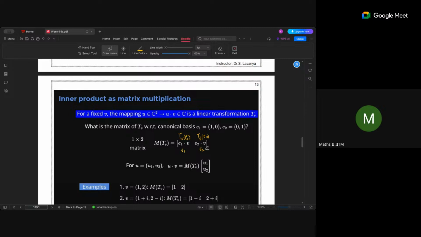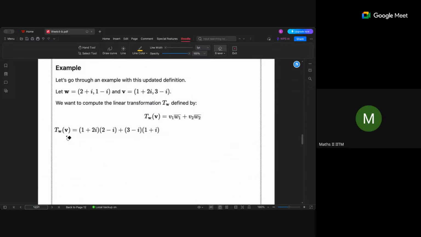Does anything change here? Yes. What changes? It will be V1 bar and V2 bar. Yes, there is a bar here. That is the only difference. If you are taking the real case, nothing has changed. But when you take imaginary values, what was M of TW of V? This was your TW of V, right?